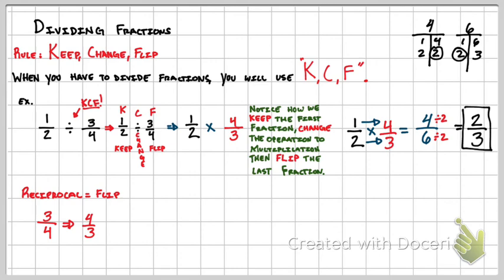All these steps are still exactly the same as multiplying fractions. The only step that we have added is the KCF. If it is division, we have to do keep, change, flip. That is the only difference between dividing and multiplying fractions: whenever you are dividing fractions, you will use KCF, turn it into a multiplication problem, and then use the same exact steps that we've used before to solve our problems.